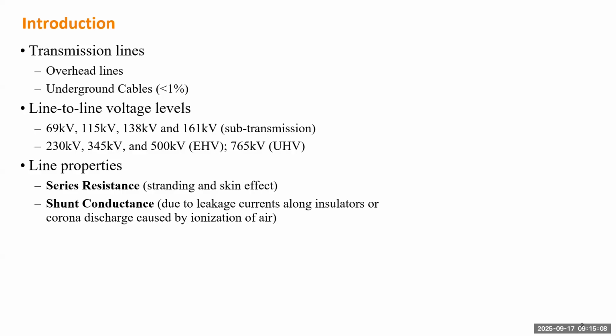The next parameter is the shunt conductance. Conductance is basically another way to describe resistance, but because it is connected not in series with the line, but in shunt, a parallel connection with the line, we call it shunt conductance. Conductance is just the reciprocal of resistance. Shunt conductance is a connection between the line and the ground, not to the other end of the line. Definitely you don't have any direct connection between the line and the ground, right?